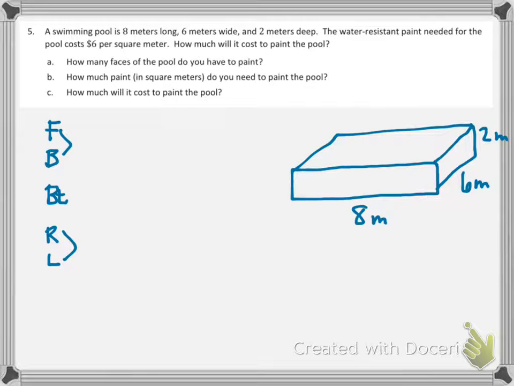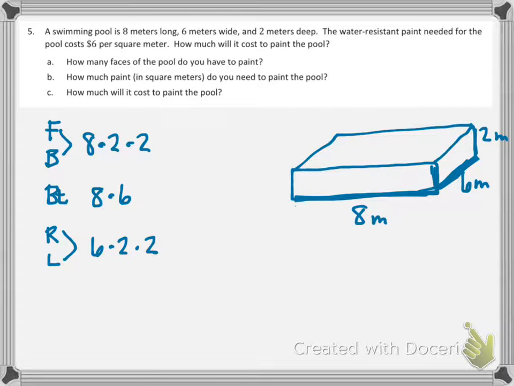So that one's there. So we're going to have the front and the back is going to be an 8 by 2. So that's 8 times 2 times 2. The bottom will be an 8 by 6. That's here. 8 by 6. So no top, so just 8 by 6. And then the right side is a 6 times 2. So 6 times 2, and then another times 2 to make sure we count the left side as well.